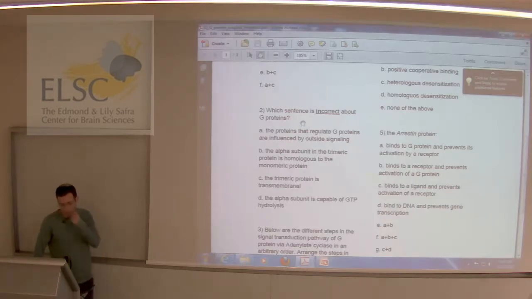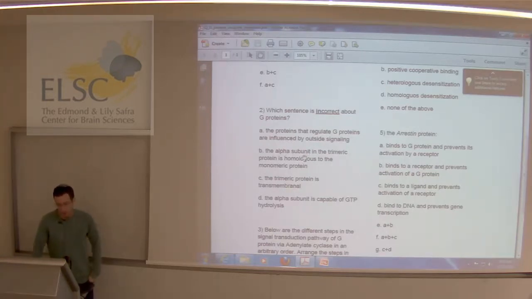Question 2. Which sentence is incorrect about G proteins? So C, the trimeric protein is transmembranal, is incorrect. It's only anchored from the cytoplasmatic side. So it's not transmembranal, but let's go over the material again. A, B, and D are correct, and so the proteins that regulate G proteins are influenced by outside signaling. Obviously, we mentioned GEF and GAP in this sense.